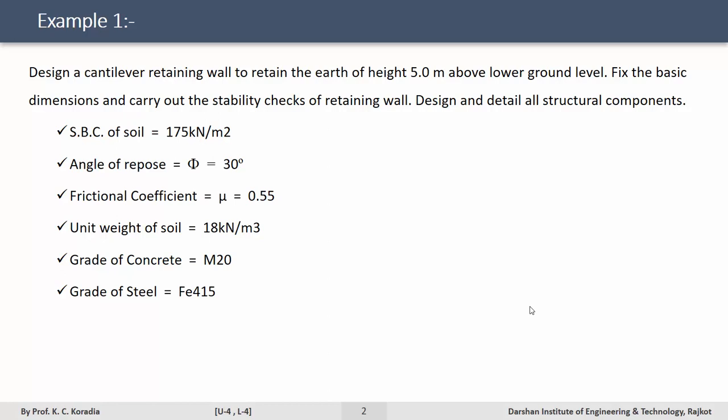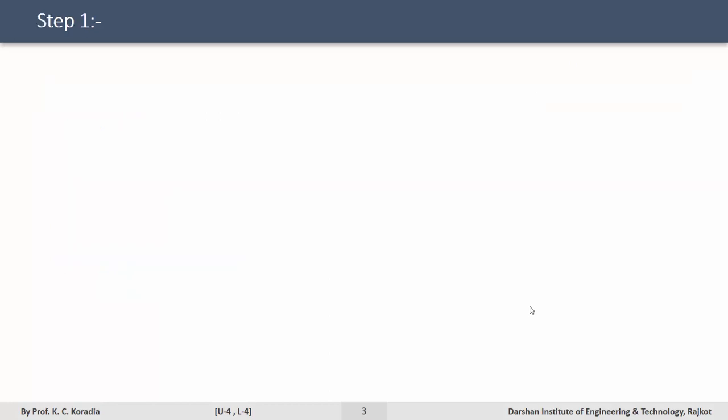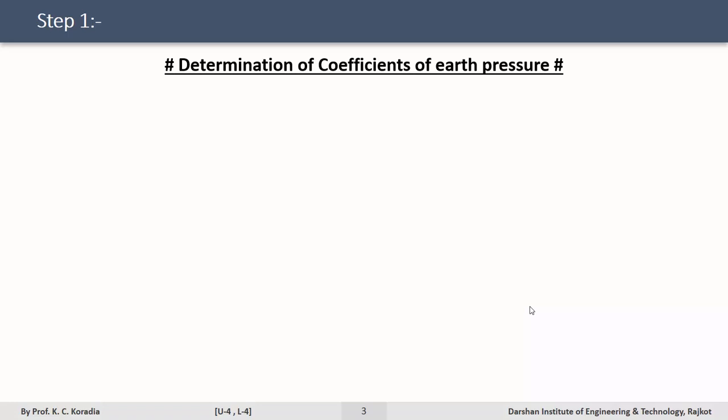Here we are supposed to fix the basic dimensions and carry out the stability check of retaining wall. Also, we are supposed to design and detail all structural components of retaining wall. We will design our complete retaining wall in a step-by-step manner. Our step 1 is to determine the coefficient of earth pressure.